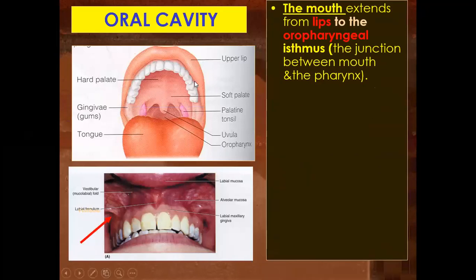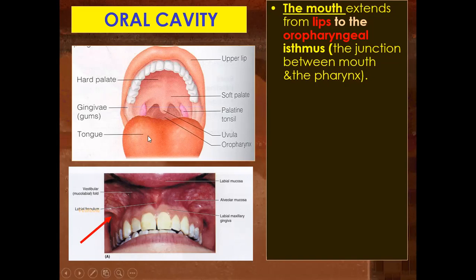So this is the oral cavity. This oral cavity or mouth extends from the lips to the oropharynx. Here are the lips, the upper lip, and below will be the lower lip. Here is the oropharynx, one of the parts of the pharynx you will study. So from the lip up to the oropharynx, this whole thing is called the mouth or the oral cavity.